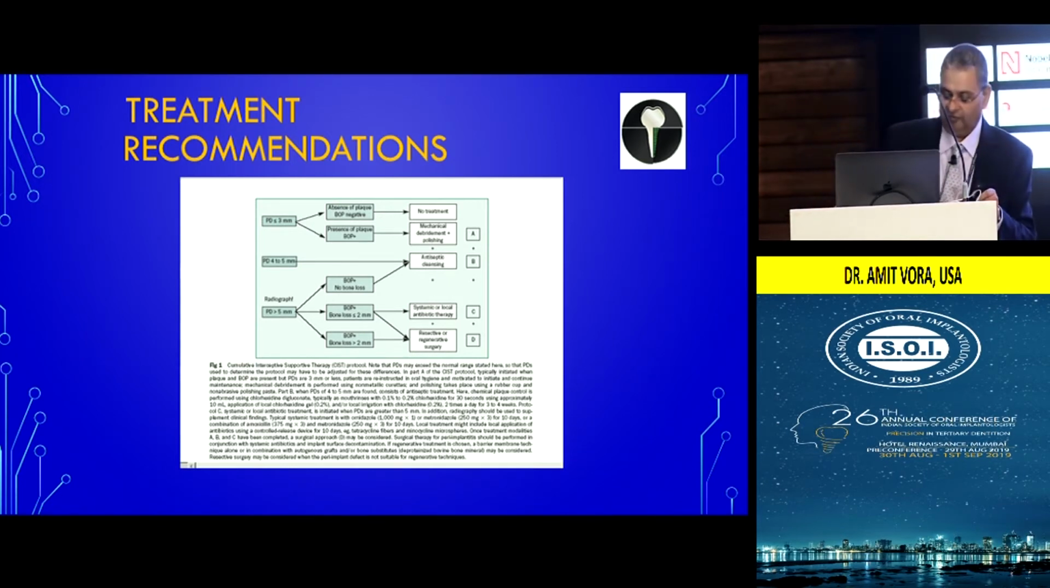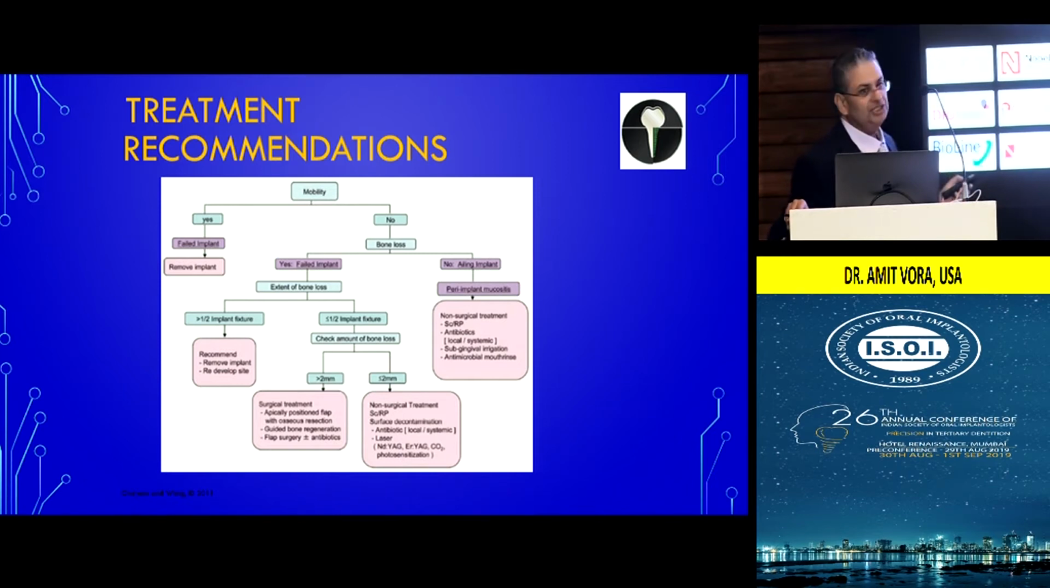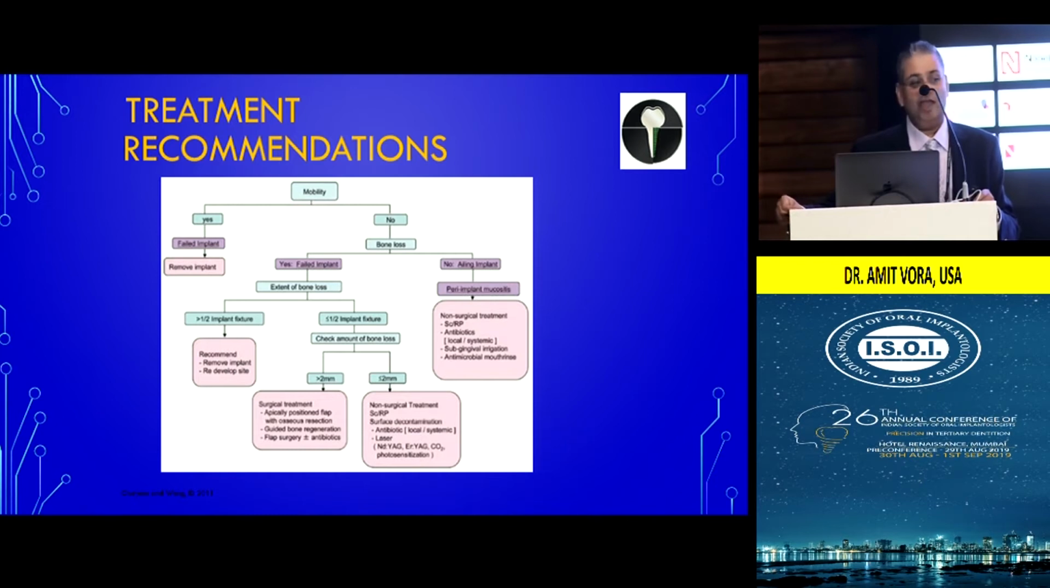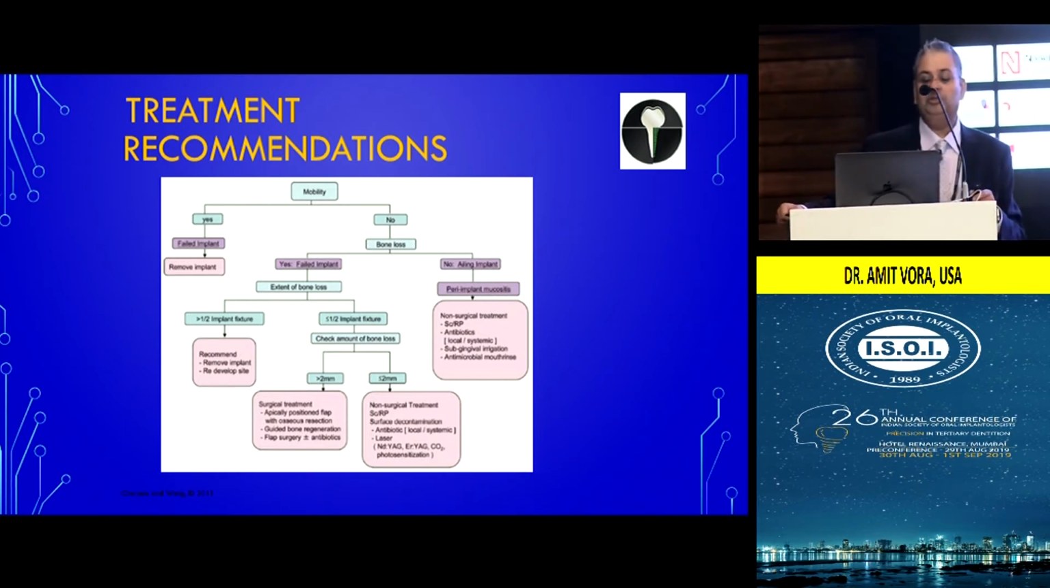So this was one of the first protocols that came out. Subsequently, Dr. Wong and one of his students broke it down into a simpler way: you see if the implant is mobile. If the implant is mobile, it has failed, you cannot do anything to it, and you have to remove it. If it is not mobile, then you evaluate the bone loss. And if there is bone loss, you look at the extent. According to them, if it's about half the implant or more than half the implant, they recommend removing it and redeveloping the site.